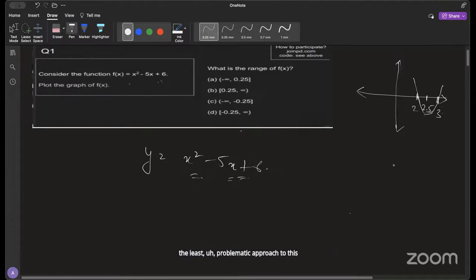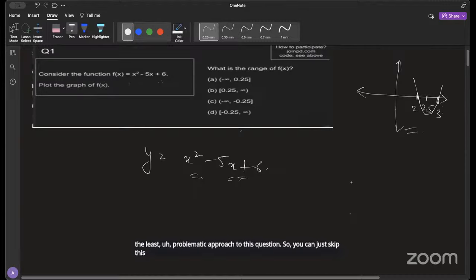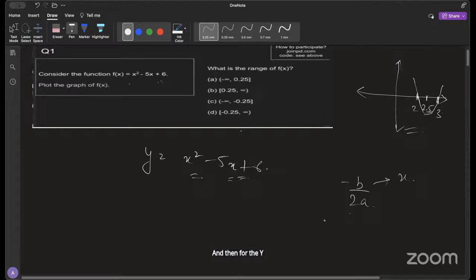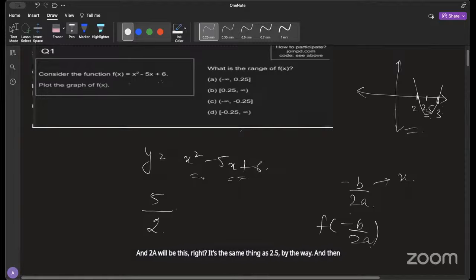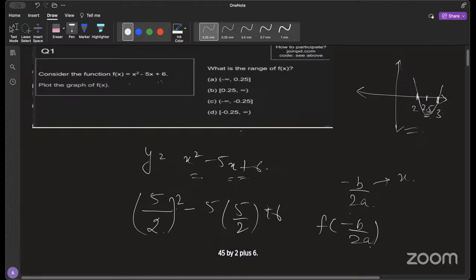I was just looking for the least problematic approach to this question. You can skip drawing this, or you can directly use the formula for the vertex, which is minus b by 2a. That will be the x coordinate, right? And for the y coordinate, it will be f of minus b by 2a. Here b is 5 and 2a will be 2, which is the same thing as 2.5. Put it here: 5 by 2 squared minus 5 times 5 by 2, plus 6. This gives you the y coordinate of the vertex.